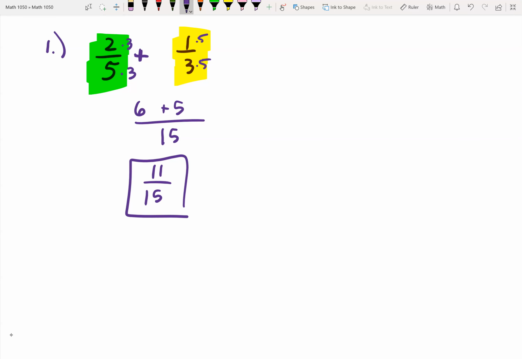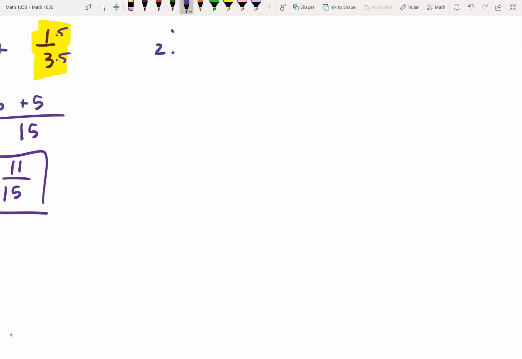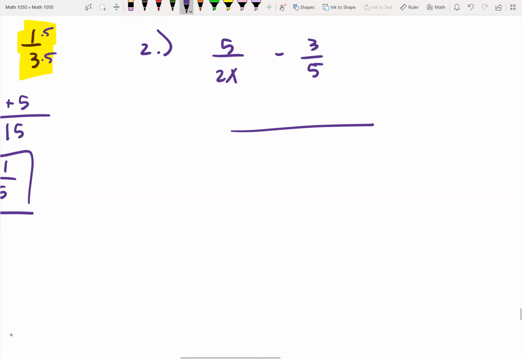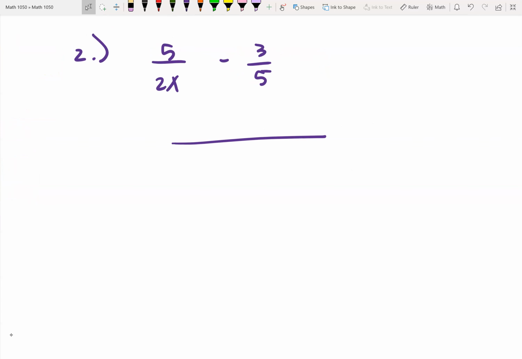Okay, all right, example 2. Now we're going to start pulling some variables in there. So you're subtracting, and you don't have a common denominator. There's going to be a numerical part of your common denominator and a variable part. If your numbers are 5 and 2, then the common denominator is going to be 10. It has to be the smallest number that both of those go into. 2 goes into 10 and 5 goes into 10, so that's it. And you also need an x.